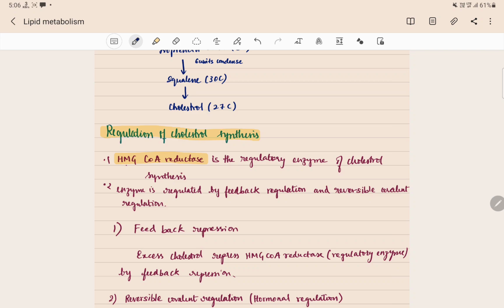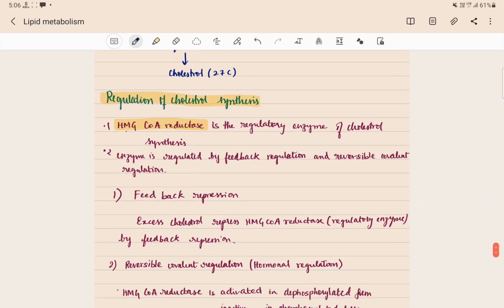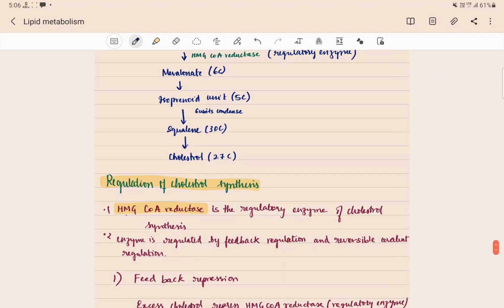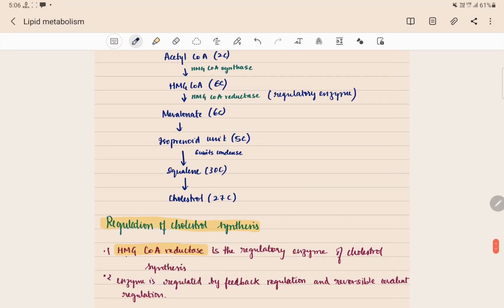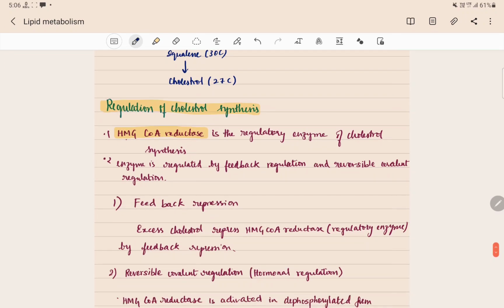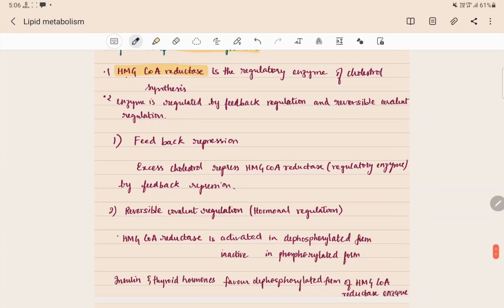In feedback regulation, the excess cholesterol represses the HMG-CoA reductase. This is also called feedback repression. And one more is reversible covalent regulation. This is hormonal regulation. HMG-CoA reductase is active in the dephosphorylated form. It is inactive when it is in the phosphorylated form.